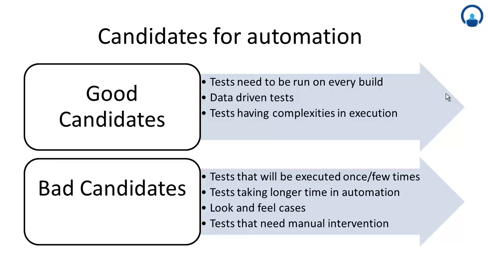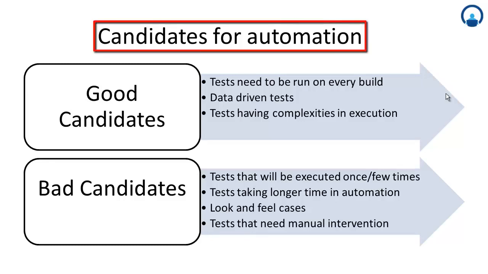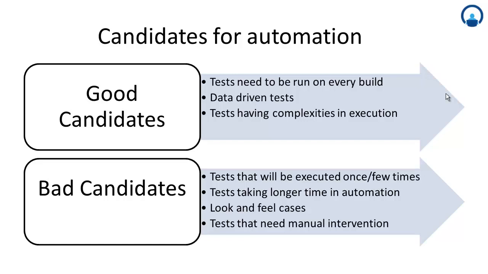Now we are gonna see what are the candidates for automation. By saying candidates, I mean the test cases which are developed. Suppose there are hundreds of test cases developed manually, but all these 100 test cases may not be good candidates for automation testing. We'll be selecting, say for example, 20 test cases for automation, and these cases have to be good candidates for automation.